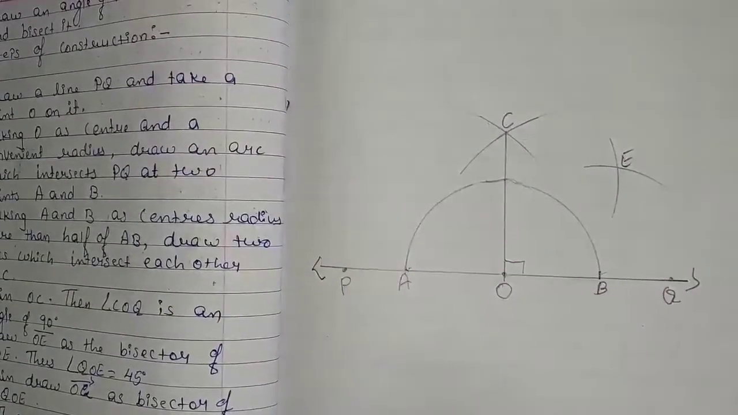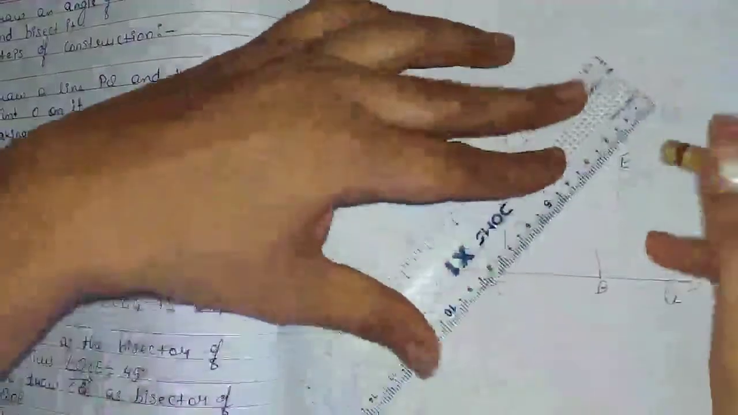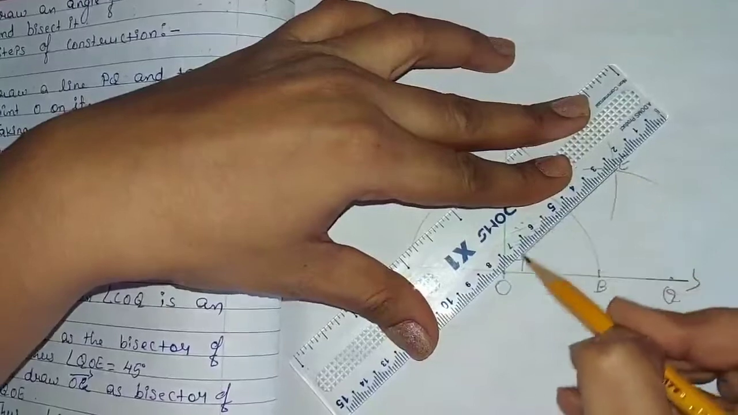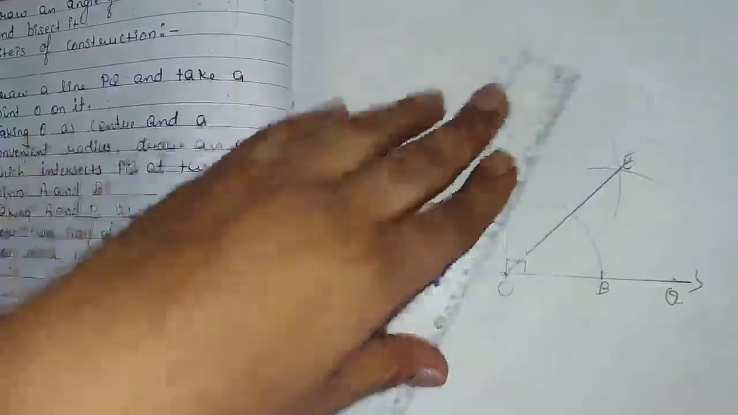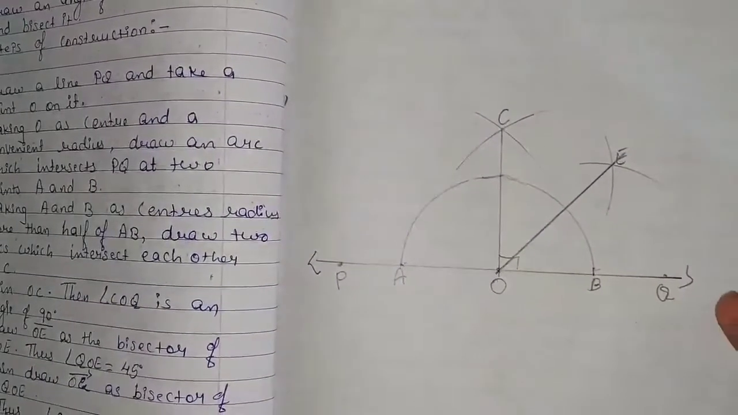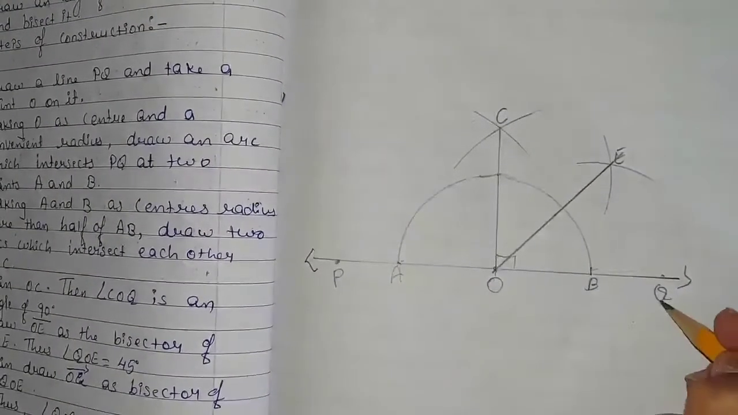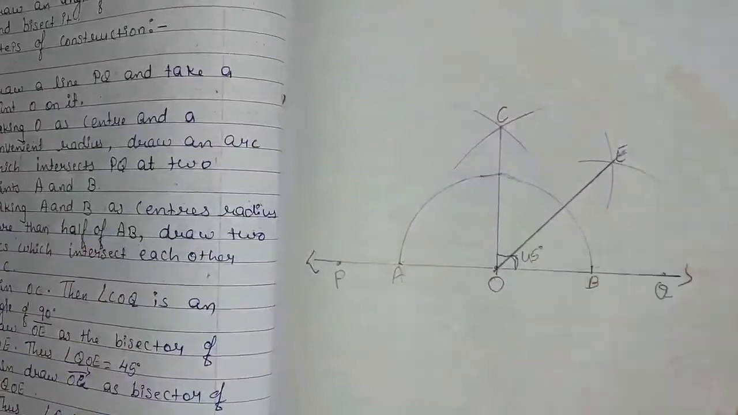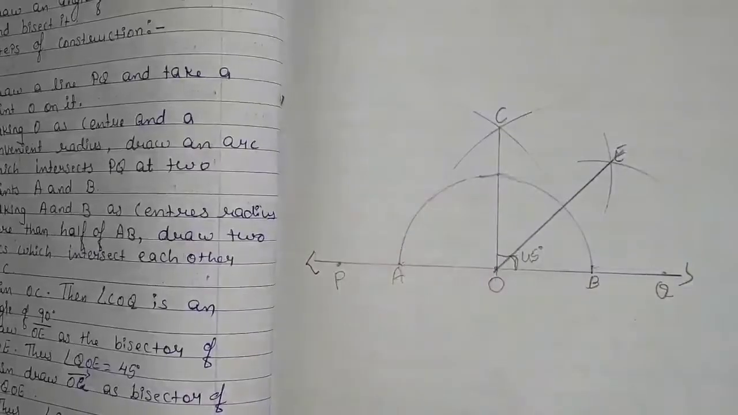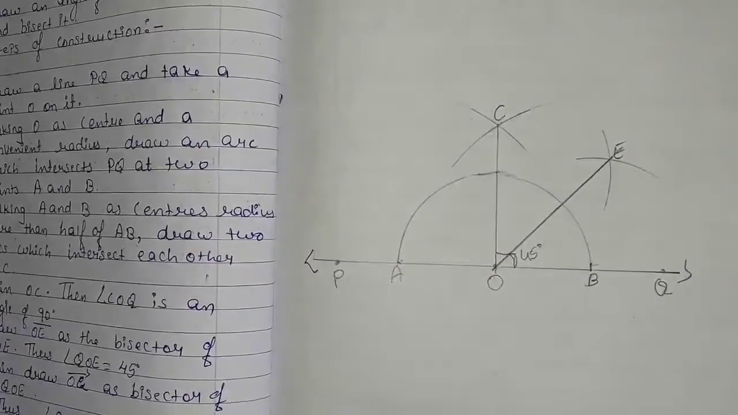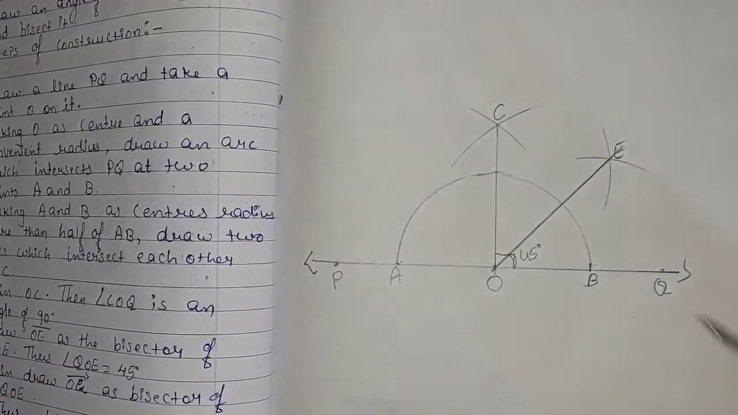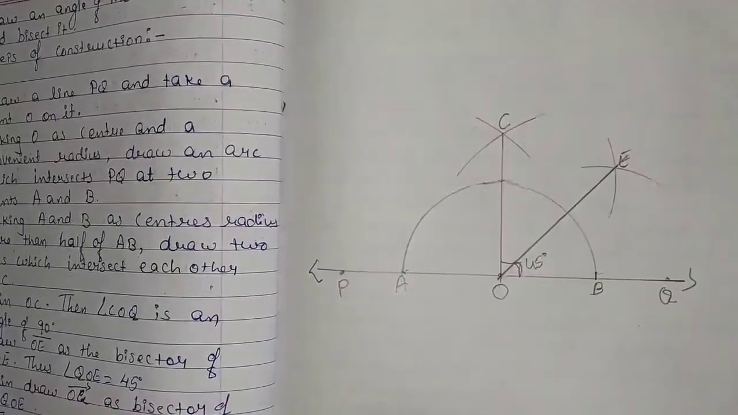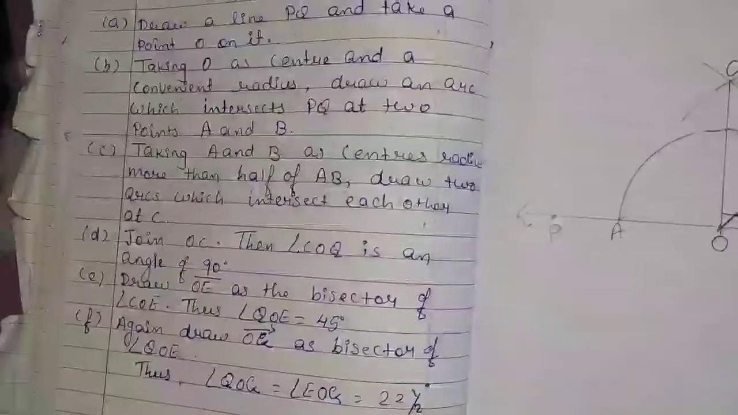Next step is that we have to join this OE. Let us join OE. So what can you see from this figure? That angle QOE is 45 degrees. Hence this angle is 45 degrees. Now what is asked in the question? We have to bisect this 45 degrees, because after constructing 45 we have to bisect it. Let us see the next step.